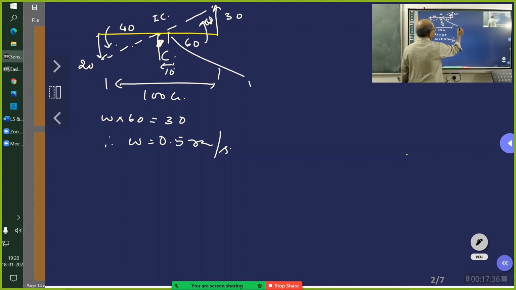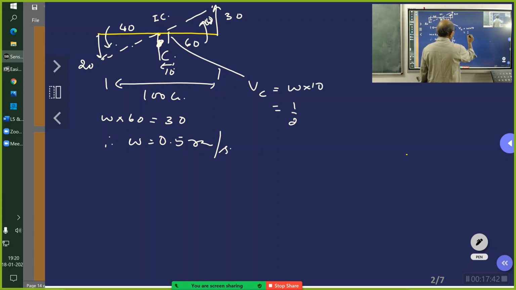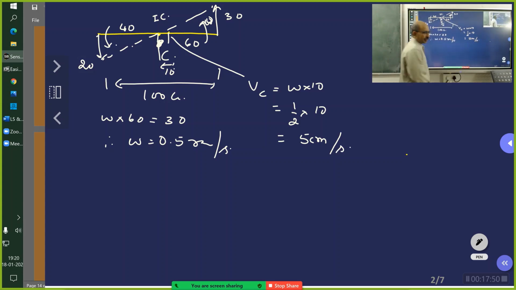So the velocity of the center will be equal to omega into 10 centimeters. Just now you found omega to be half, and into 10, you get 5 centimeters per second. Well done. So this is how everything gets organized. Has anybody tried any other method of solving this?